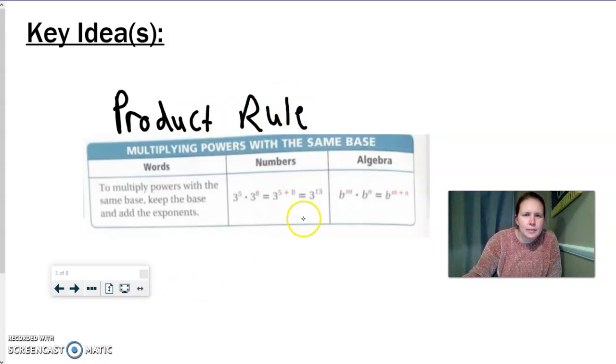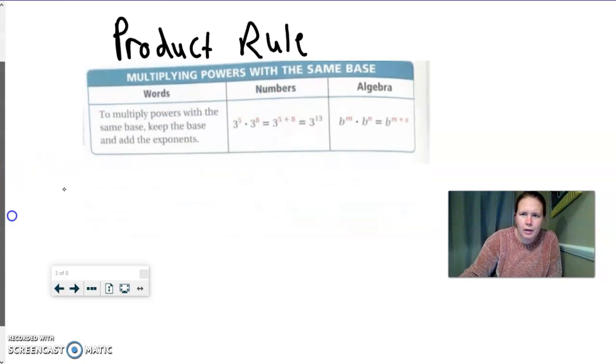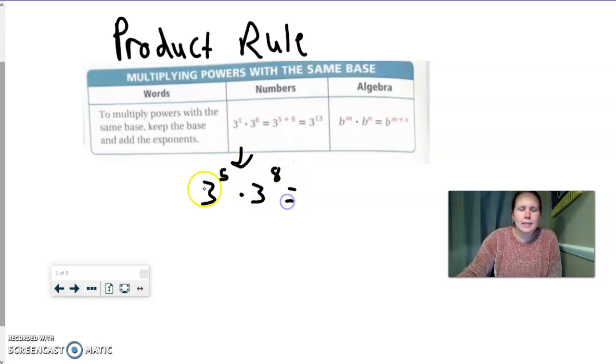It's a little blurry to see, so I might rewrite some of this. What it says in word format here is to multiply powers with the same base, keep the base, and add the exponents. So for this example, and I'll rewrite it out, they have 3 to the 5th times 3 to the 8th. What that means is that to multiply the powers with the same base, keep the base, and add the exponents. So my base is going to stay, so this 3 is going to stay.